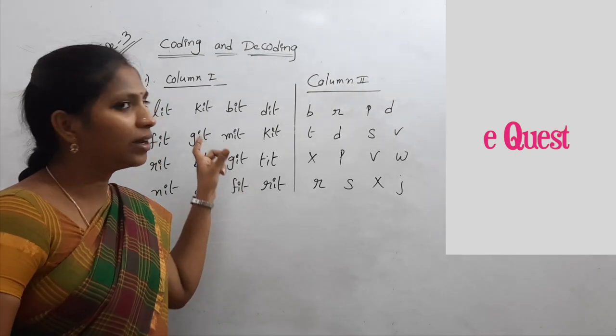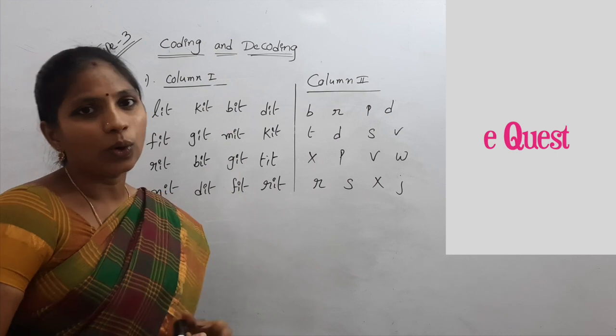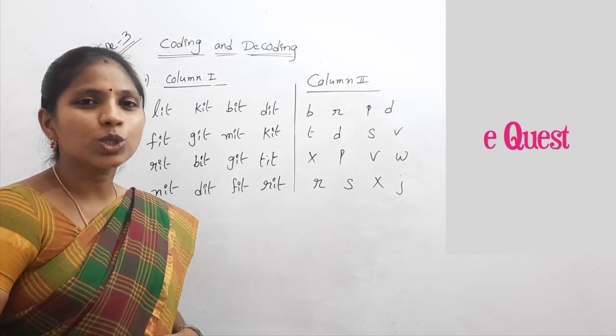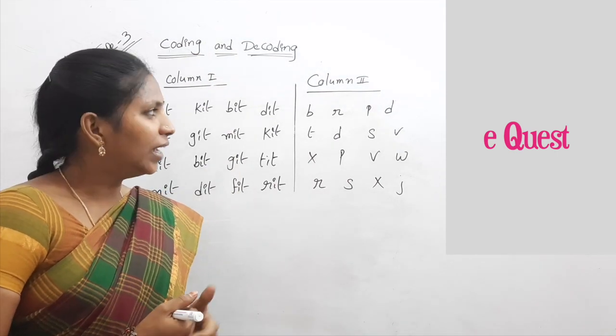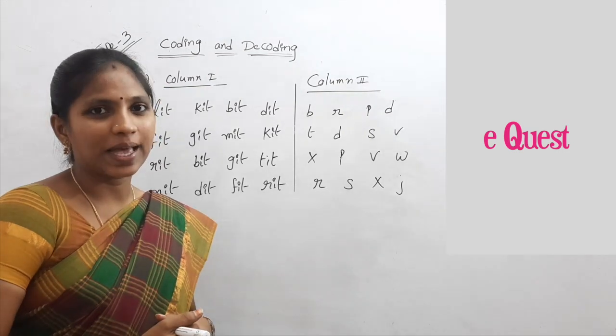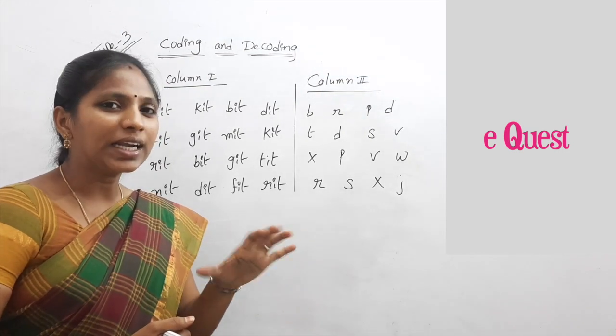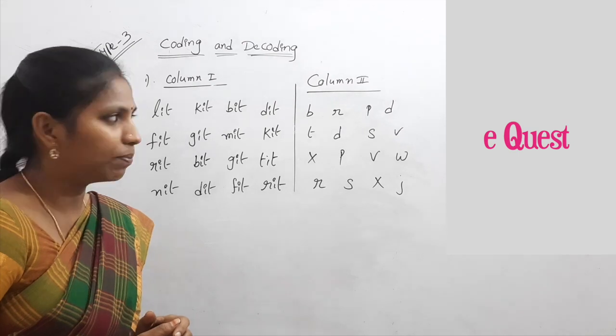In this video we will discuss coding and decoding type 3. This is very easy. It is very important for banking exams. We can get at least 5 marks from this type.